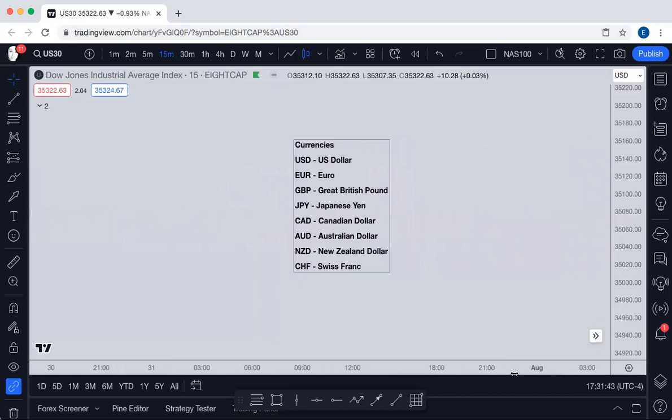So let's talk about our currencies here for a second. A lot of people aren't really used to seeing the abbreviations. So USD means US dollar, EUR means euro, GBP means Great British Pound, JPY is your Japanese yen, CAD is Canadian dollar, AUD Australian dollar, NZD New Zealand dollar, and CHF is your Swiss franc. So just make sure that you guys know that, because when you trade, your currencies do come in pairs.